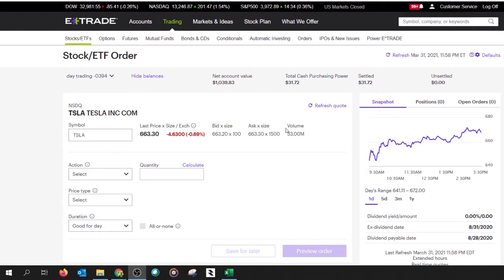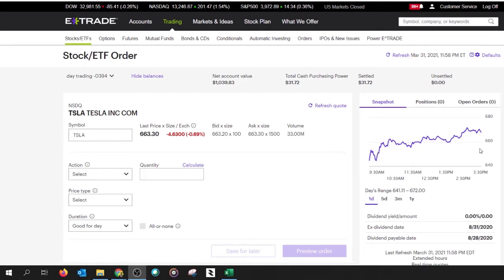And then you look at the volume too. This is what this is showing. Volume is 33 million people have either bought or sold during the course of the day. So this is a very volatile stock. And then if you look over here on the right, you've got just some quick info. You can just see how the stock has performed over the course of the day.